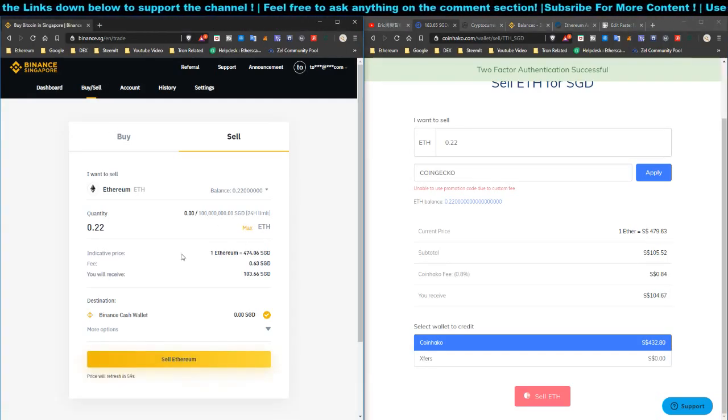So basically, one Ethereum is gonna be 474.06 Singapore dollars on Binance Singapore, and one Ethereum is gonna cost 408.33 on CoinHako. So the price varies because the market is volatile. Therefore, prices go up and down quickly. And maybe you just close your eye for a second, it's gonna go up to 50k or whatsoever. Who knows, man? So let's do a sell and see how easy it is.